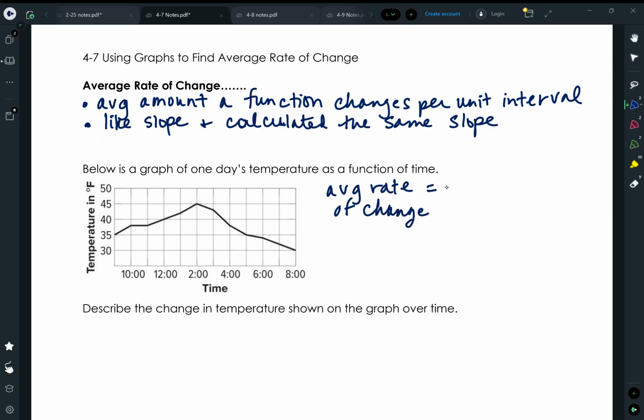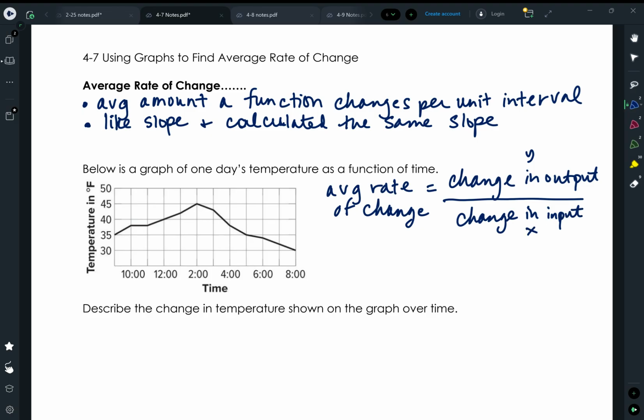And it's going to be our change in our output, which is like y, divided by our change in input, which is our x. So if I am changing from 12 o'clock to 2 o'clock, I would figure out the number of hours by thinking, what's 2 o'clock minus 12 o'clock? That gives me 2 hours. That's my change in my x.